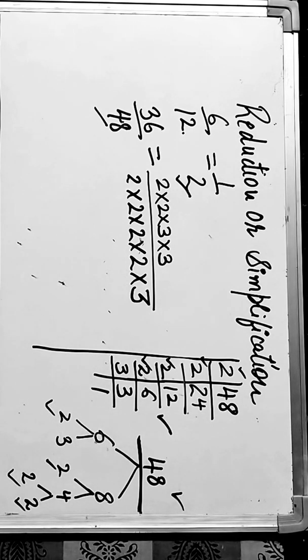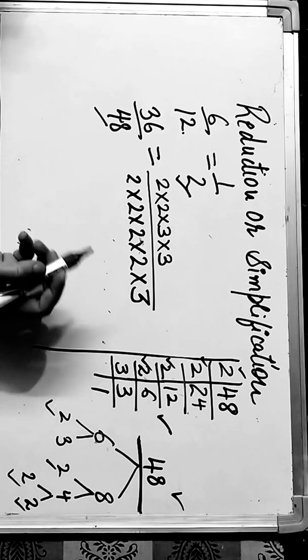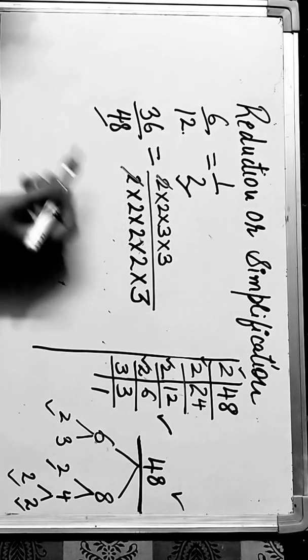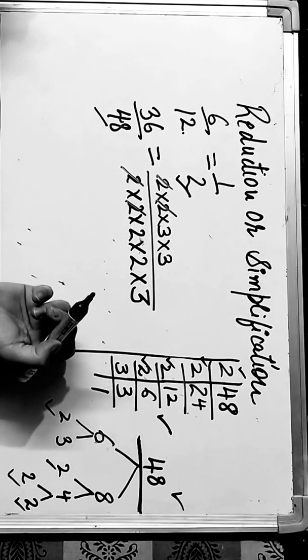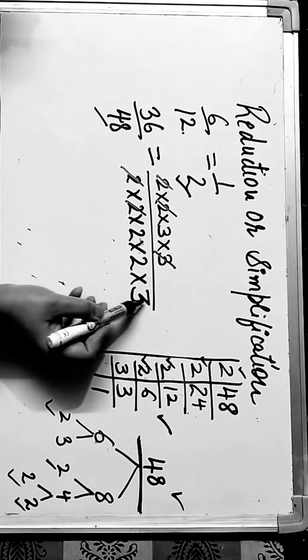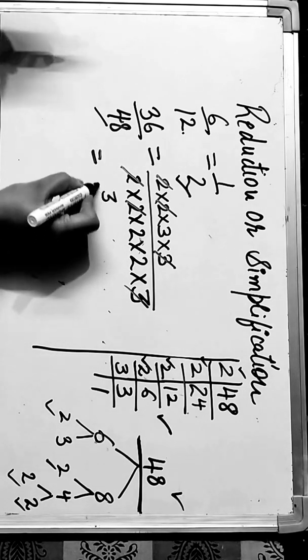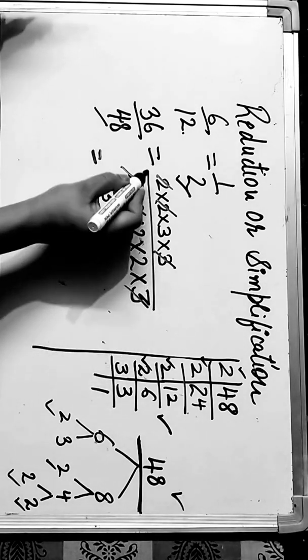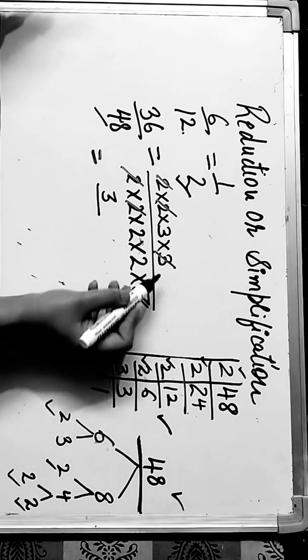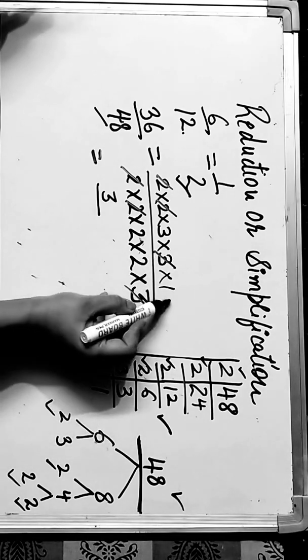Now, what is the second step? The second step is we will cancel out the common factors. 2, here also 2 is a common factor. What else is the common factor here? 3. So what is left? The number left on the numerator is 1, since there is no more number and 1 is a common factor.